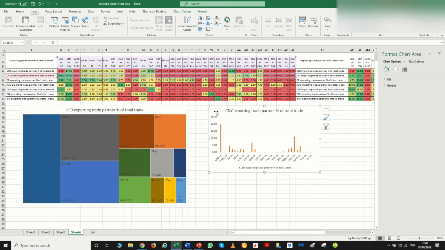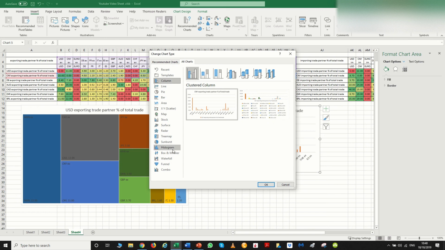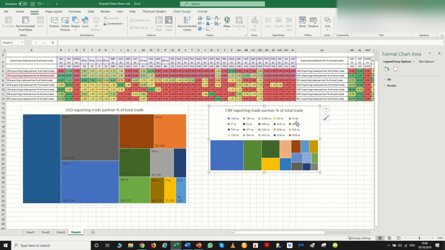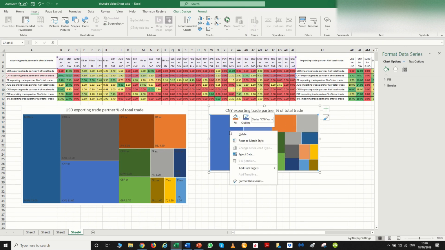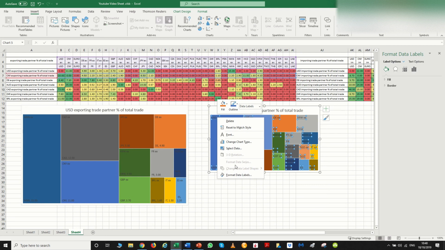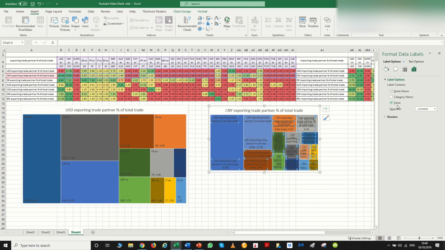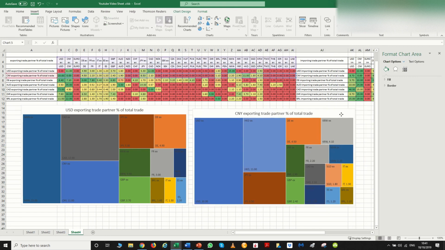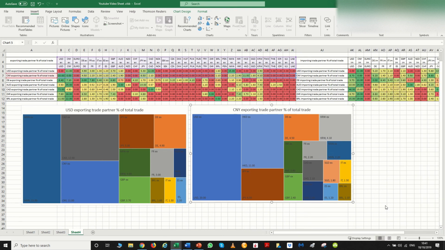And then we can do the same over here. Go to insert, recommended charts, change it to a tree map, click OK. It's done that, and then we can just delete this, add data labels, then go to format data labels, series, value, category, value, and then again we can see for China who their biggest exporting trade partner is. And you just repeat the process over and over again until you've got the charts as big or as small as you want, and you can put them in Excel, with all your different trading partners at the bottom.